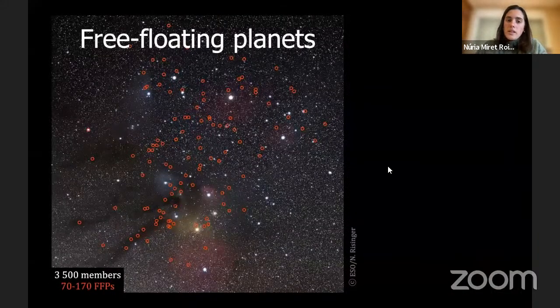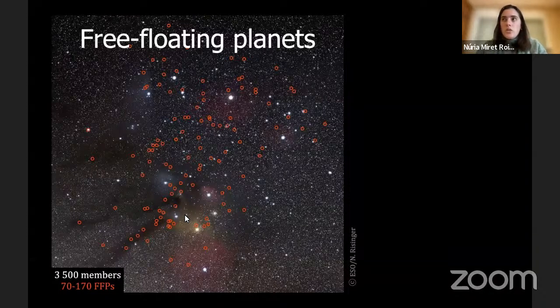So by analyzing all these images, we were able to discover this large family of free-floating planets, which counts around 100 free-floating planets over 3,500 members in this area. So all these red circles that you see in this image are the free-floating planets.